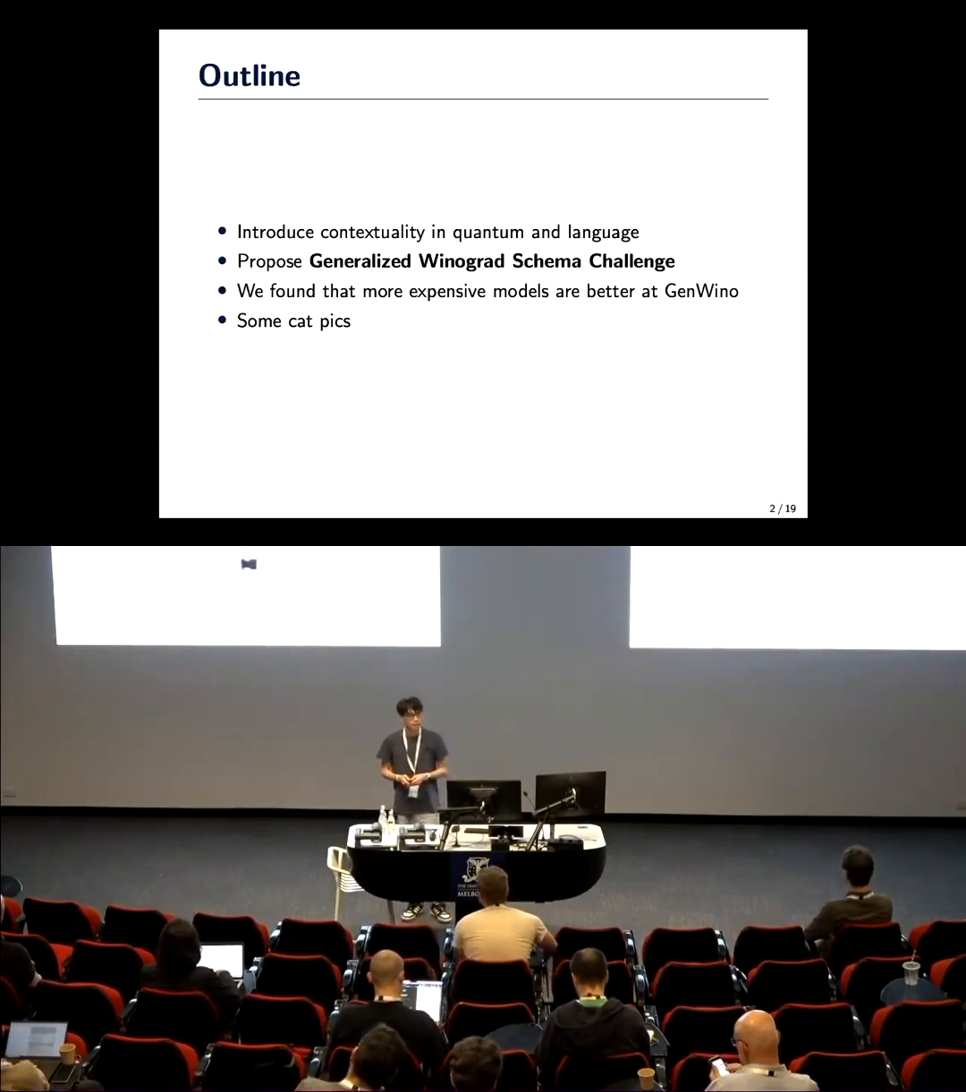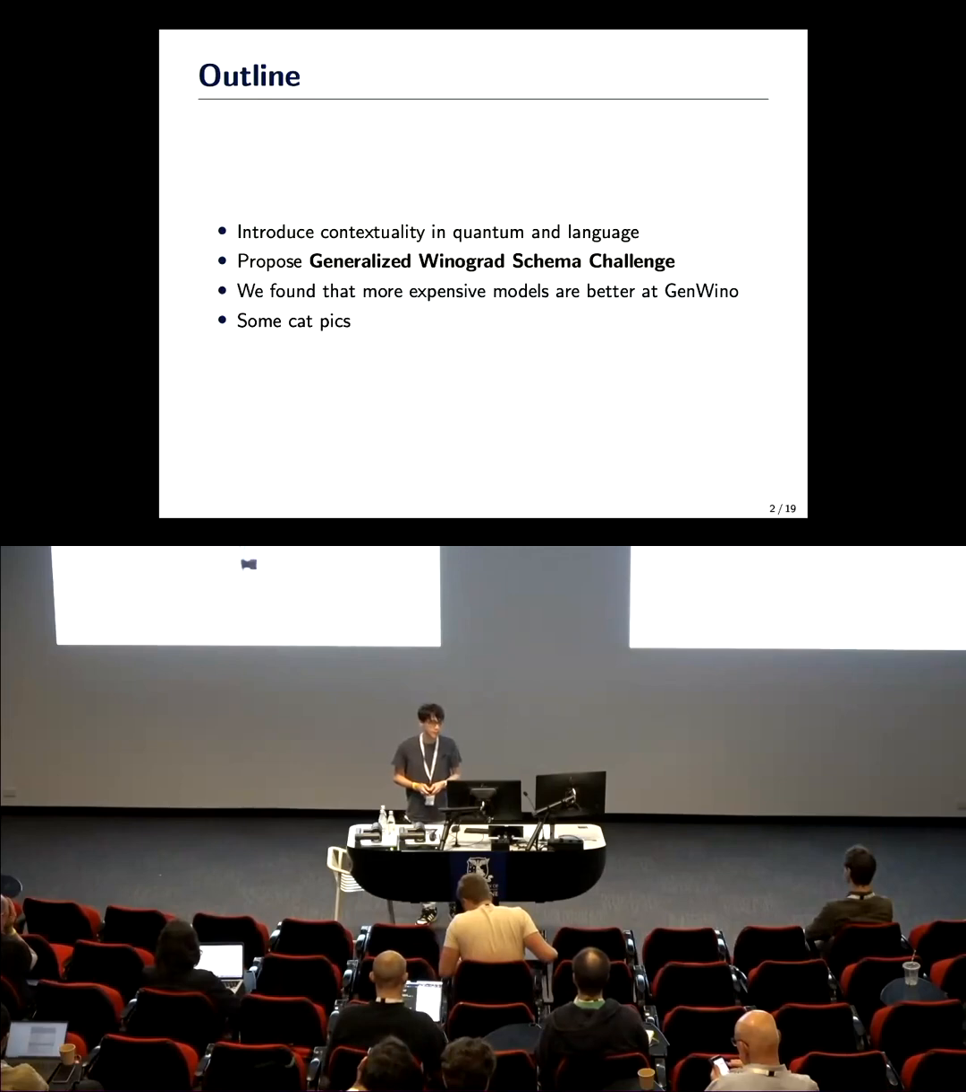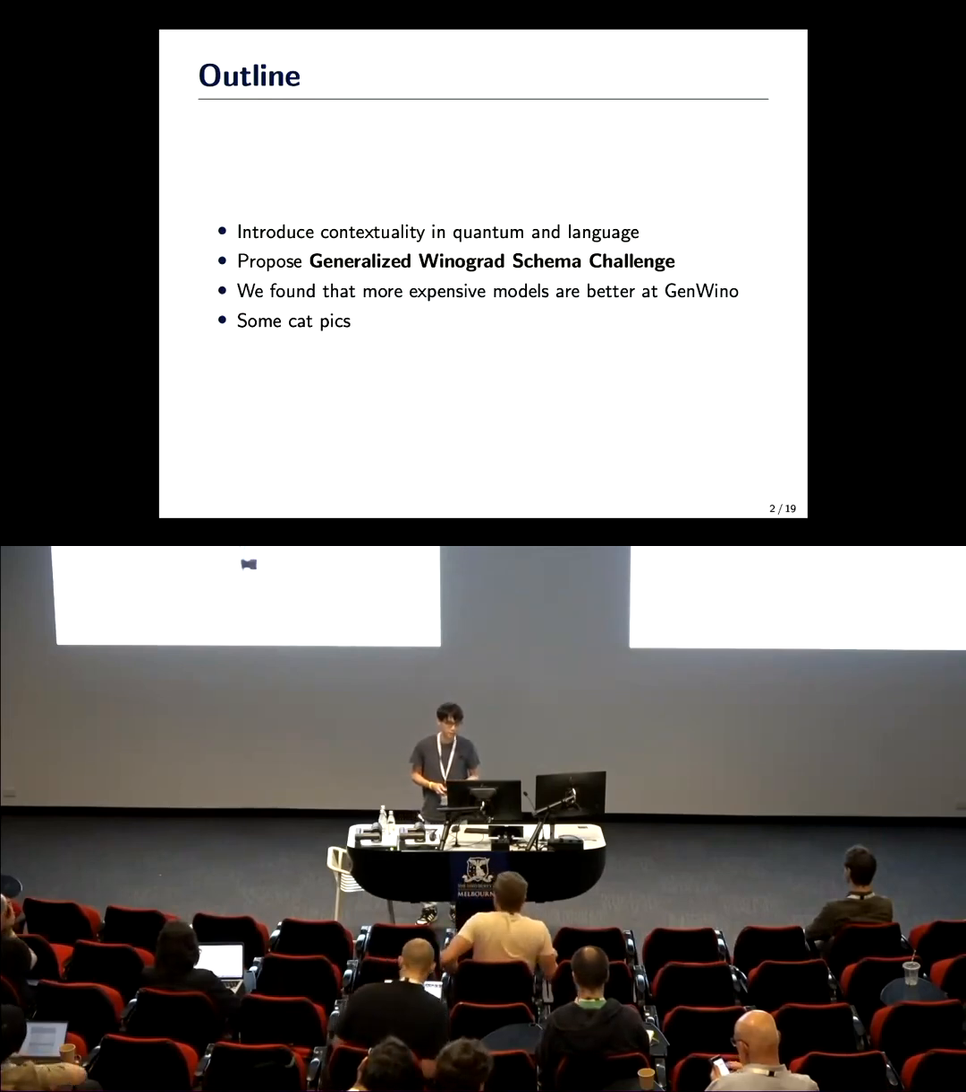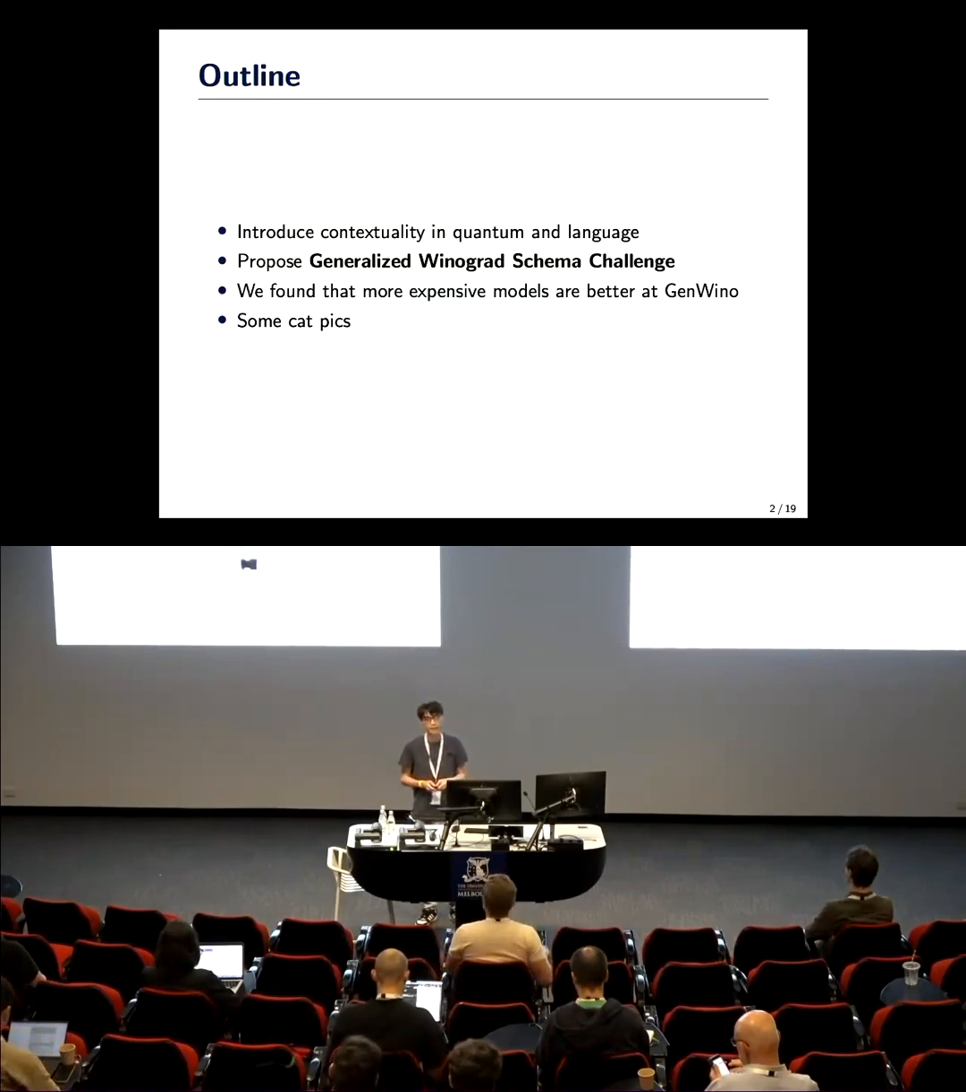I'm going to first give you a quick introduction to contextuality in both the quantum world and natural language. I'm going to introduce what we call the generalized Winograd schema challenge. We found that more expensive LLMs turn out to be better at the generalized Winograd schema challenge. And there will be some cat pictures.